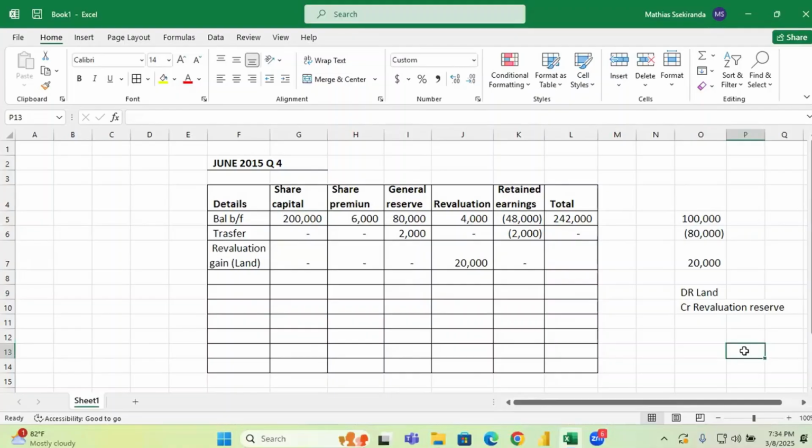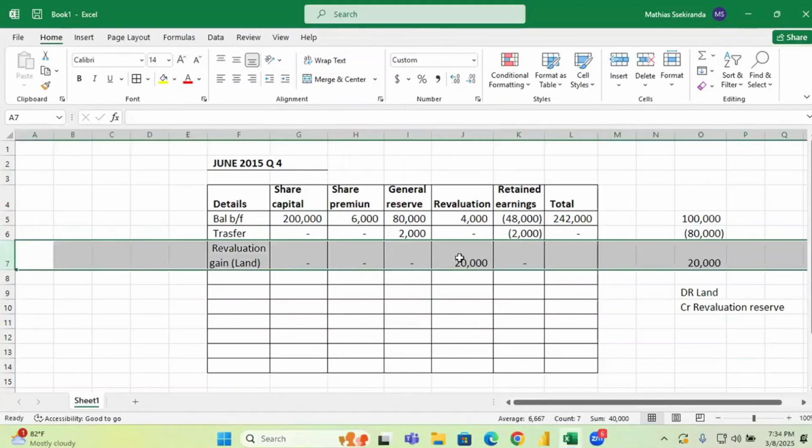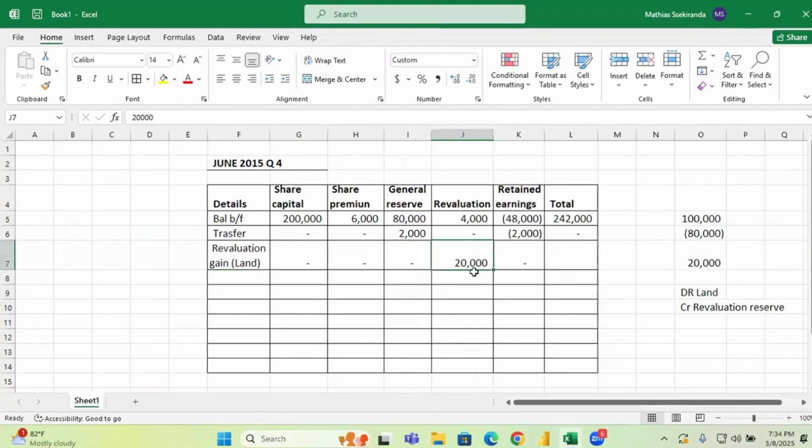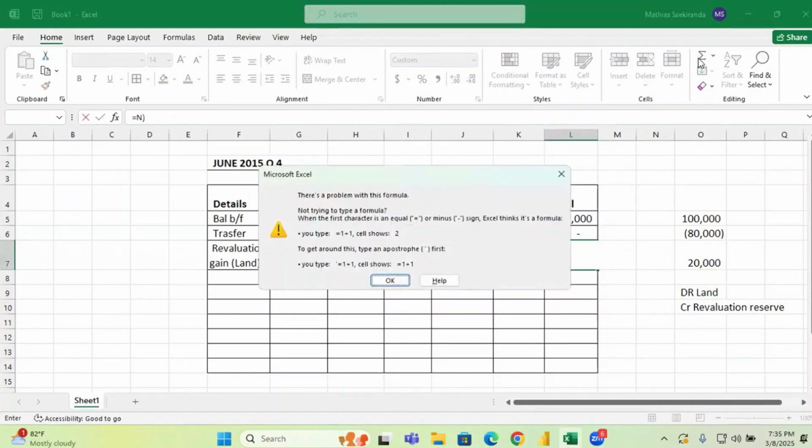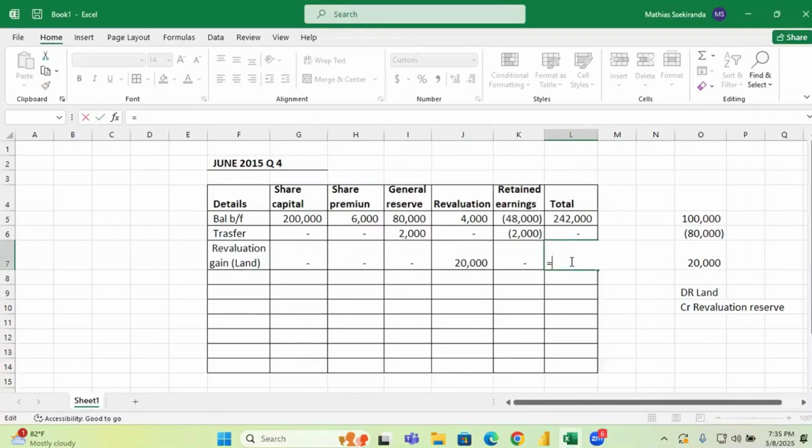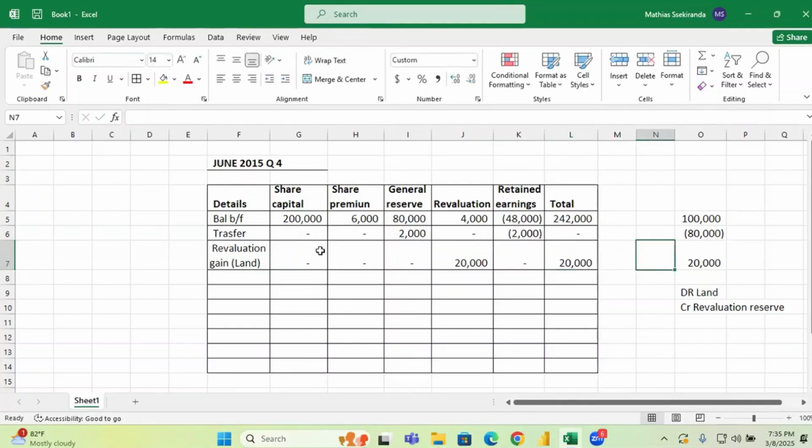So what we are ideally doing here is to increase our revaluation reserve by 20,000 because land gained in value, okay? Land increased in value. We shall also get the total horizontally. The total will be 20, okay?